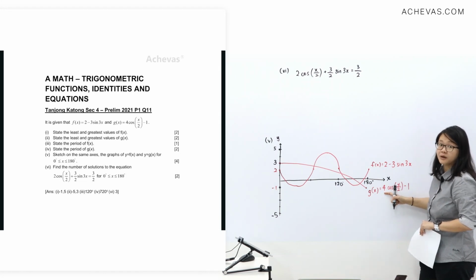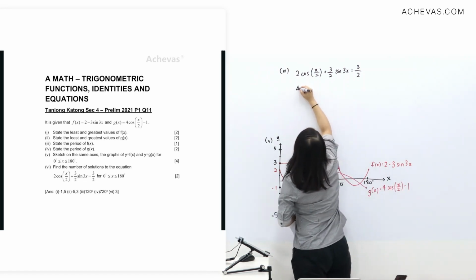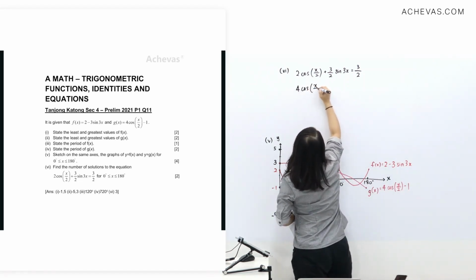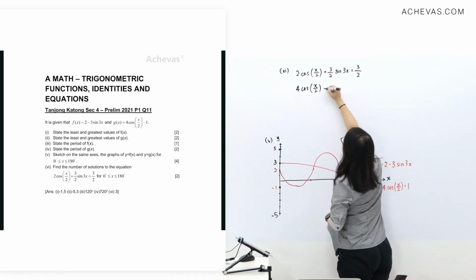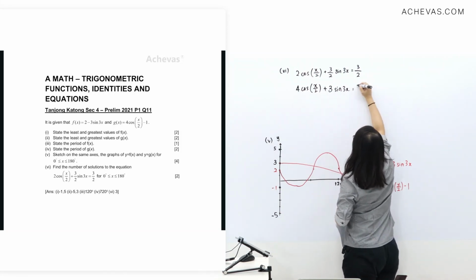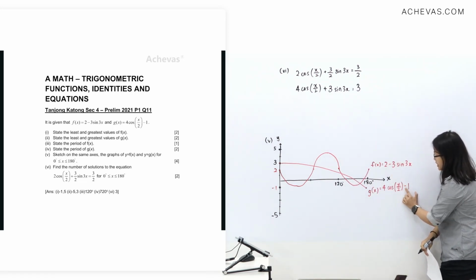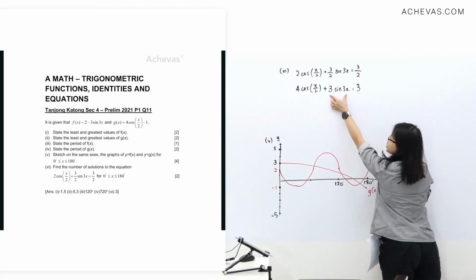So step 1, we are going to multiply by 2. So I get the same thing over here. Multiply this one by 2, you get 3 sine 3x. And this one multiply by 2, you get 3. So we got this one. And then we need a minus 1. We don't want this one, right? So I'm going to shift this away first.